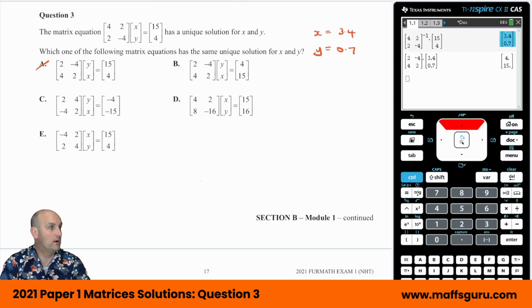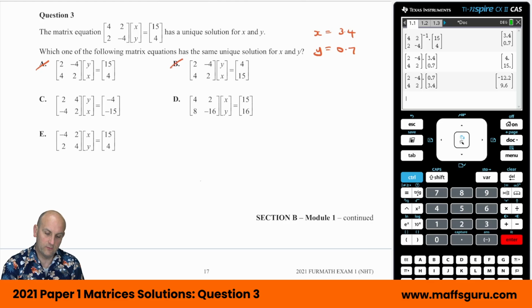So let's now copy that one down again. And this time we're going to put 2, minus 4, 4, 2, but they've swapped the values of x and y. So that's going to be 3.4, and that's going to be 0.7. Hit enter. Definitely not. That's not what comes out.